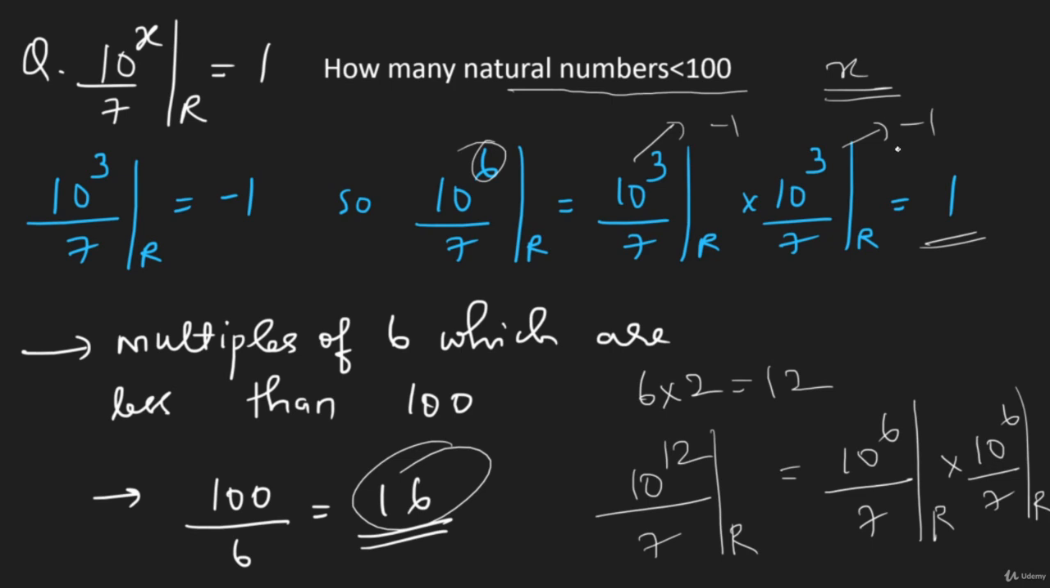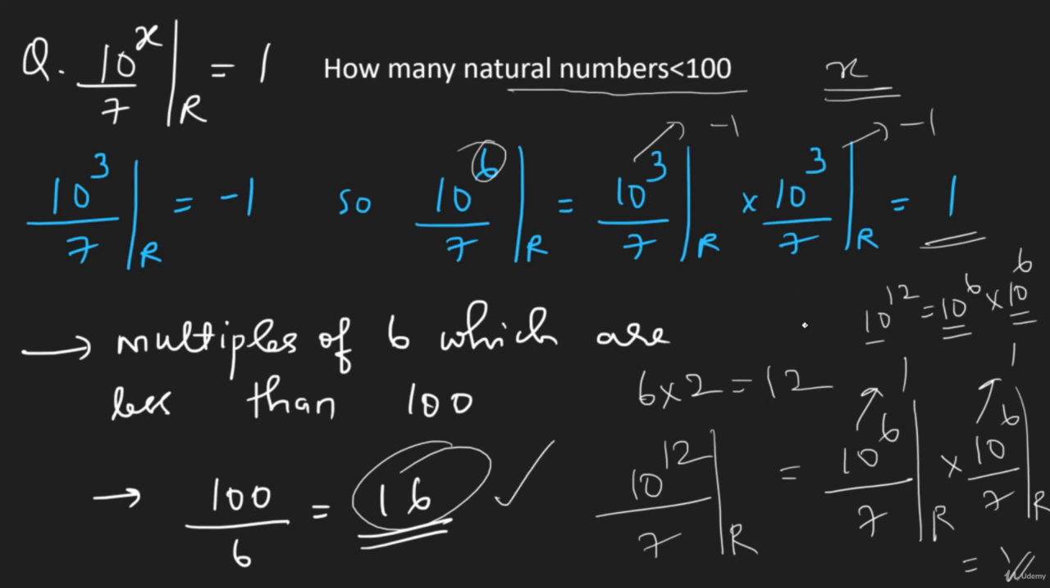Because we know 10 to the power 12 can be written as 10 to the power 6 into 10 to the power 6, because the base in these two are the same. Therefore, if you do 10 to the power 6 into 10 to the power 6, that's equal to 10 to the power 6 plus 6. Therefore, you can split it like this. Over here you get a remainder 1, and over here you get a remainder 1. Therefore, the remainder of 10 to the power 12 by 7 is 1. It's that property which has given us the answer as 100 by 6 or 16.